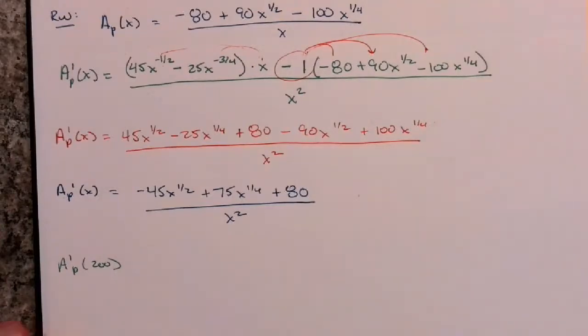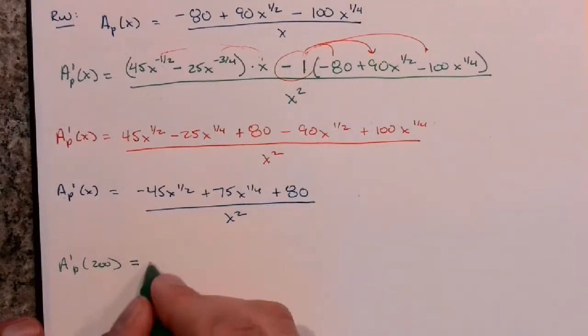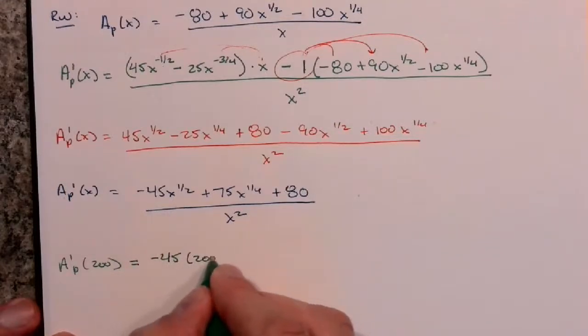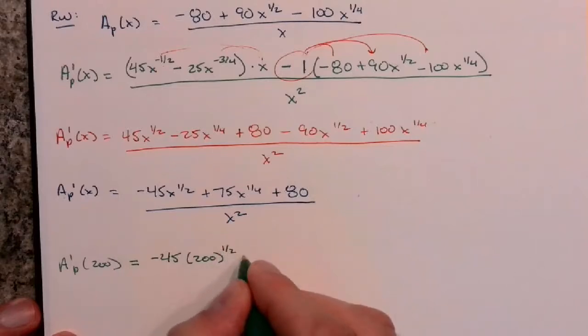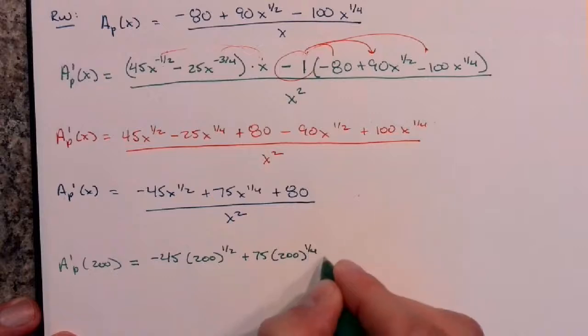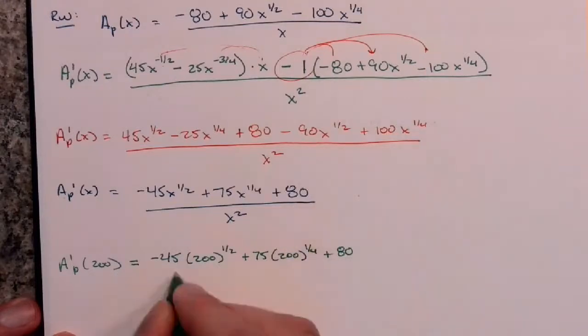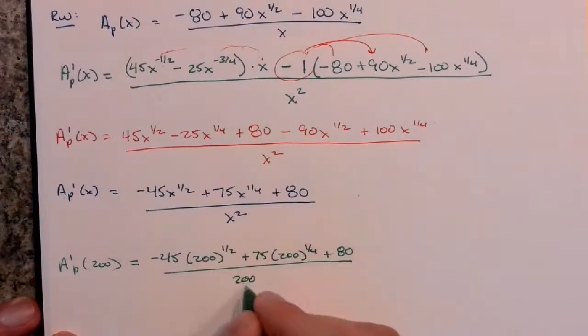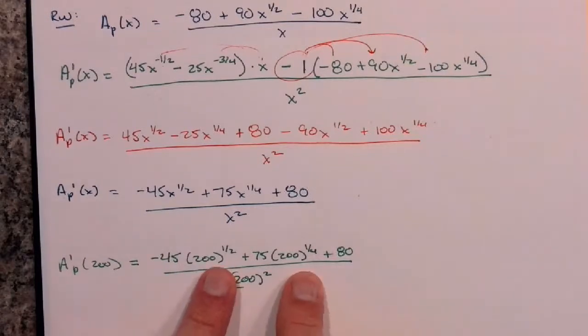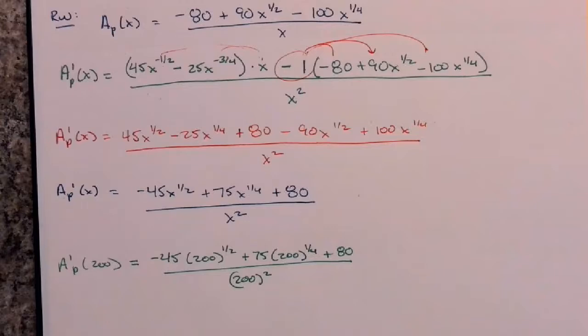And we'll use our calculators to help us here. So you'll end up with negative 45x to the 1/2, well, x is 200 to the 1/2, plus 75 times 200 to the 1/4, plus 80, all over 200 squared. And you can approximate this on your calculator. You could also, knowing 1/2 is the square root and 1/4 is the fourth root, evaluate it that way.